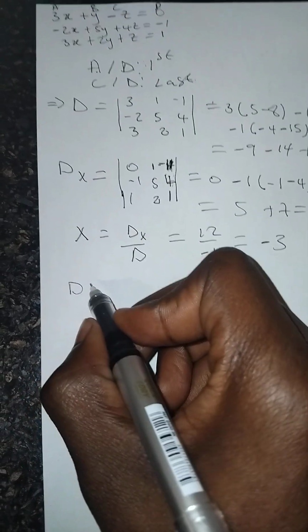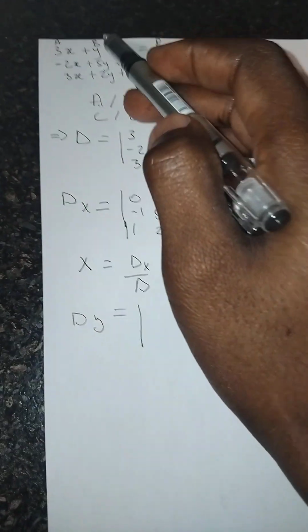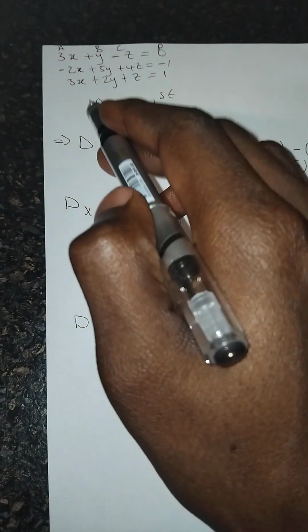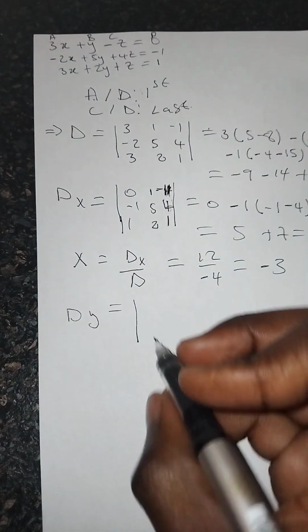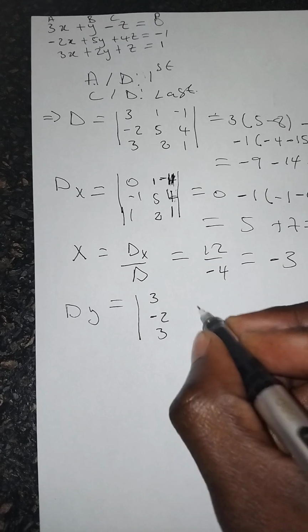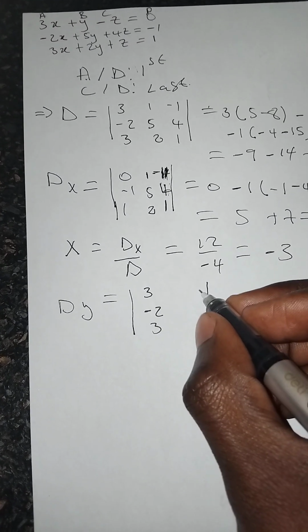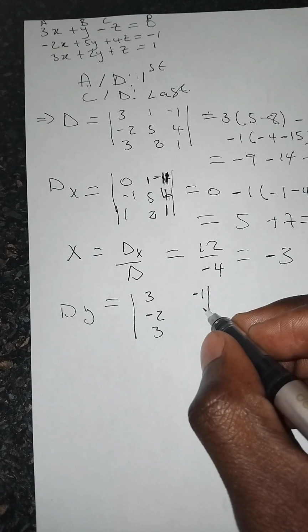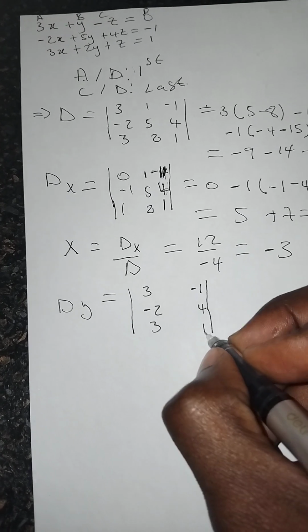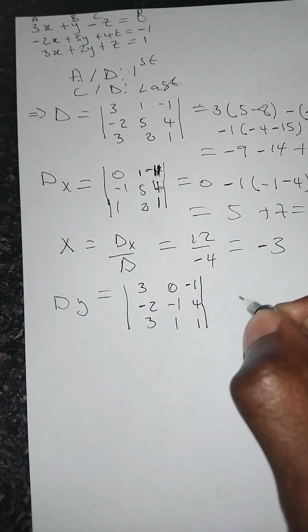So now we can find dy. So dy, we are fighting with the coefficients of y, which is b. Okay. So a is going to be first. So that means we are going to have 3, minus 2, 3. Then on the last one, we are going to have c. C is minus 1, 4, 1. And in the middle row, we're going to have d, 0, minus 1, 1, like that.